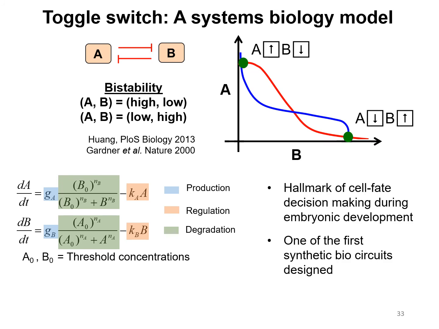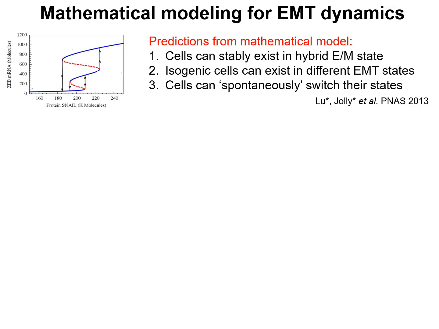So again, this toggle switch, this double negative feedback loop, as we discussed earlier, remains one of the first synthetic biology circuits which was designed, as well as the hallmark of cell fate decision during embryonic development.